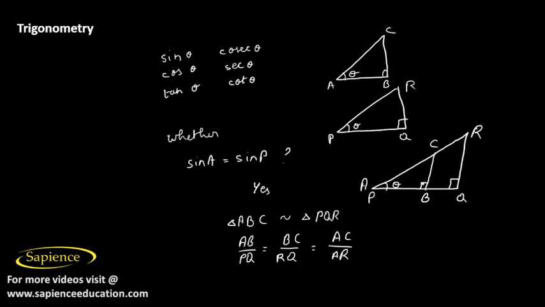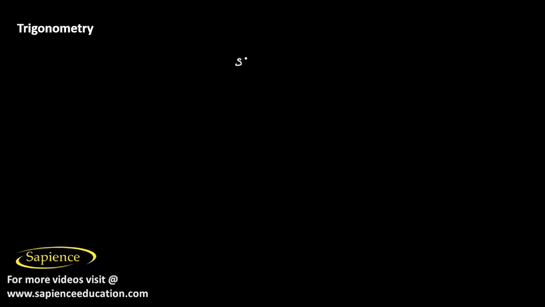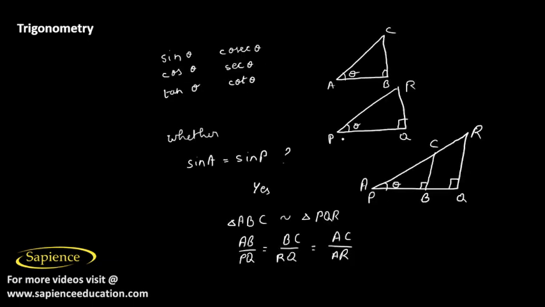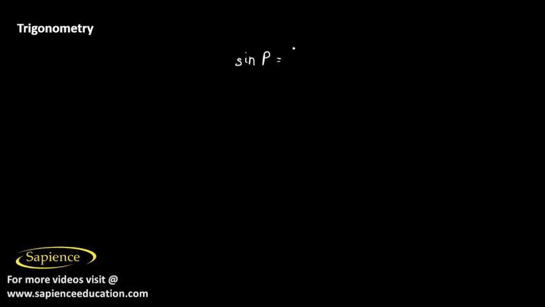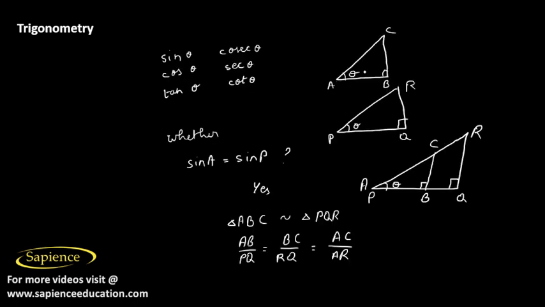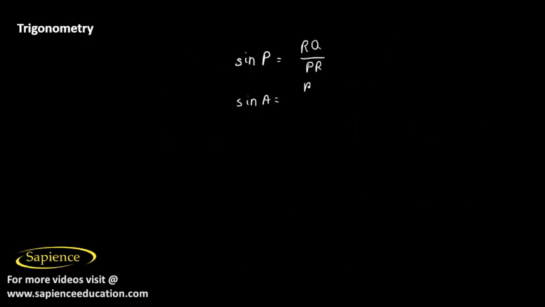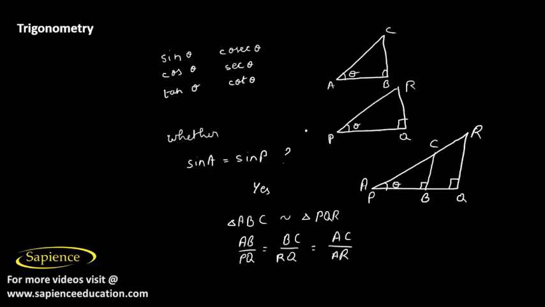So now we can try to find the sine of this. Let's consider the angle P. Sine of P will be opposite side RQ divided by hypotenuse PR. So sine P will be RQ by PR. And in the case of A, sine A will be opposite side BC by hypotenuse AC. So BC by AC. And we have this identity.